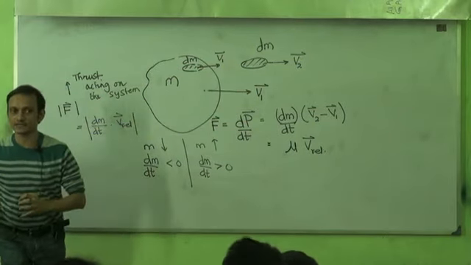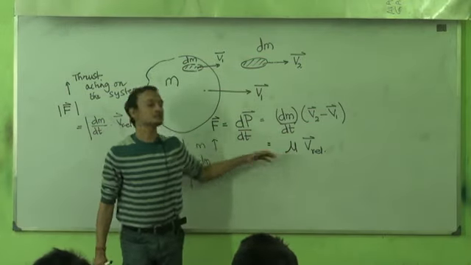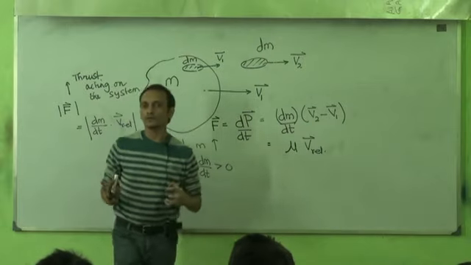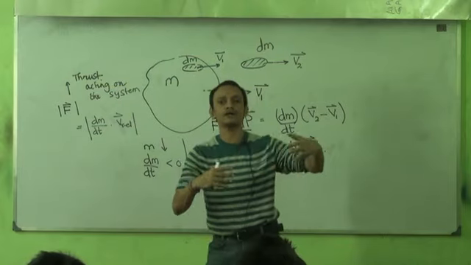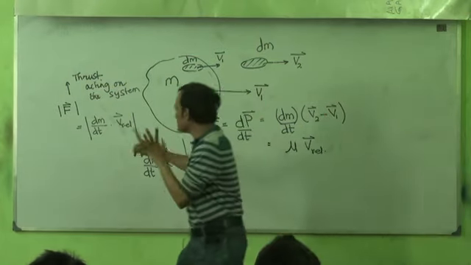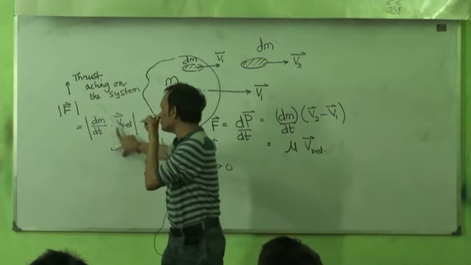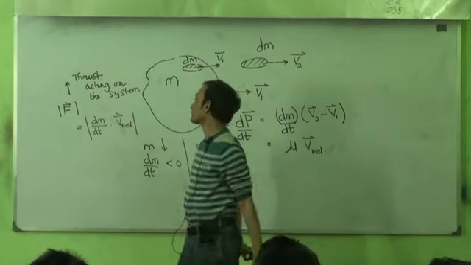Important thing here is, this mu or its magnitude I would use as the rate at which mass is being accumulated by the system or the rate at which it's being expelled by the system, right? Magnitude of the force is magnitude of mu into vrel.